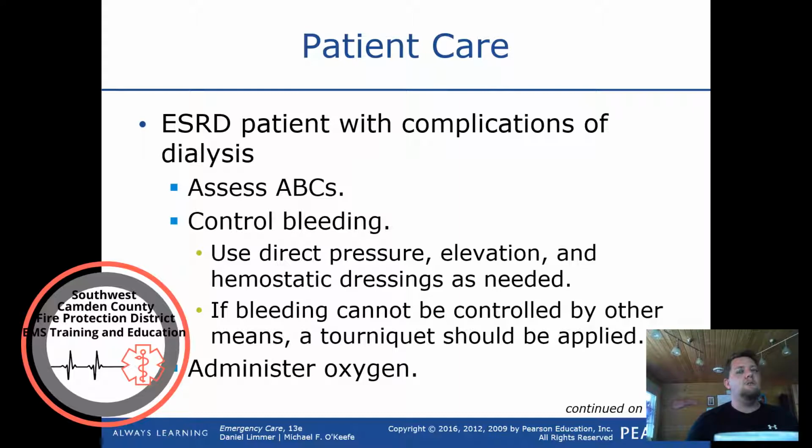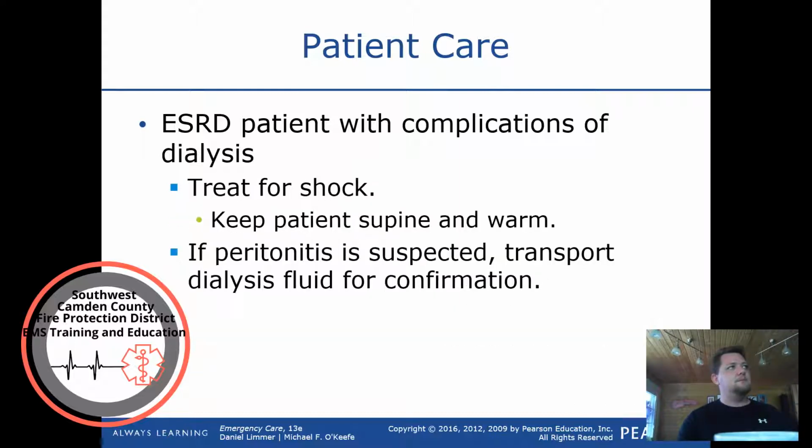If you are responding to a dialysis clinic for these patients, your best resource is going to be the nurses and staff at the dialysis clinic. They should have already started most of this. If they're going to be putting a tourniquet on, they're obviously going to be calling for an ambulance to transport that patient. Treat for shock, keep the patient supine and warm, and if peritonitis is suspected, transport dialysis fluid for confirmation.